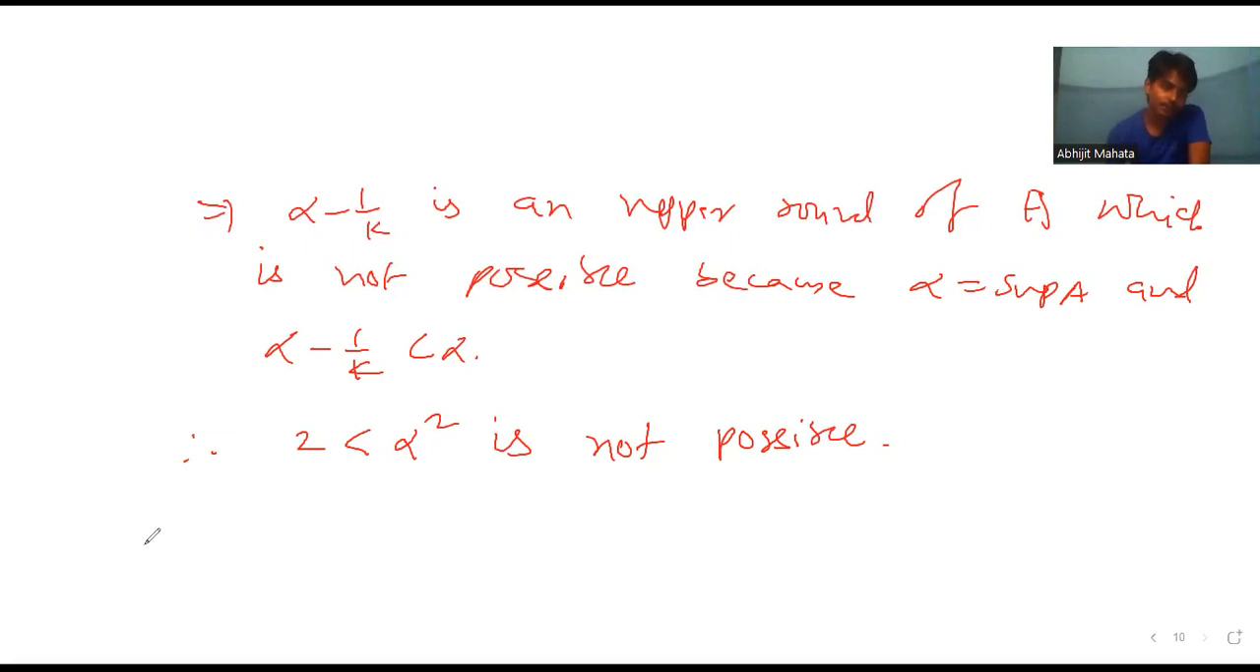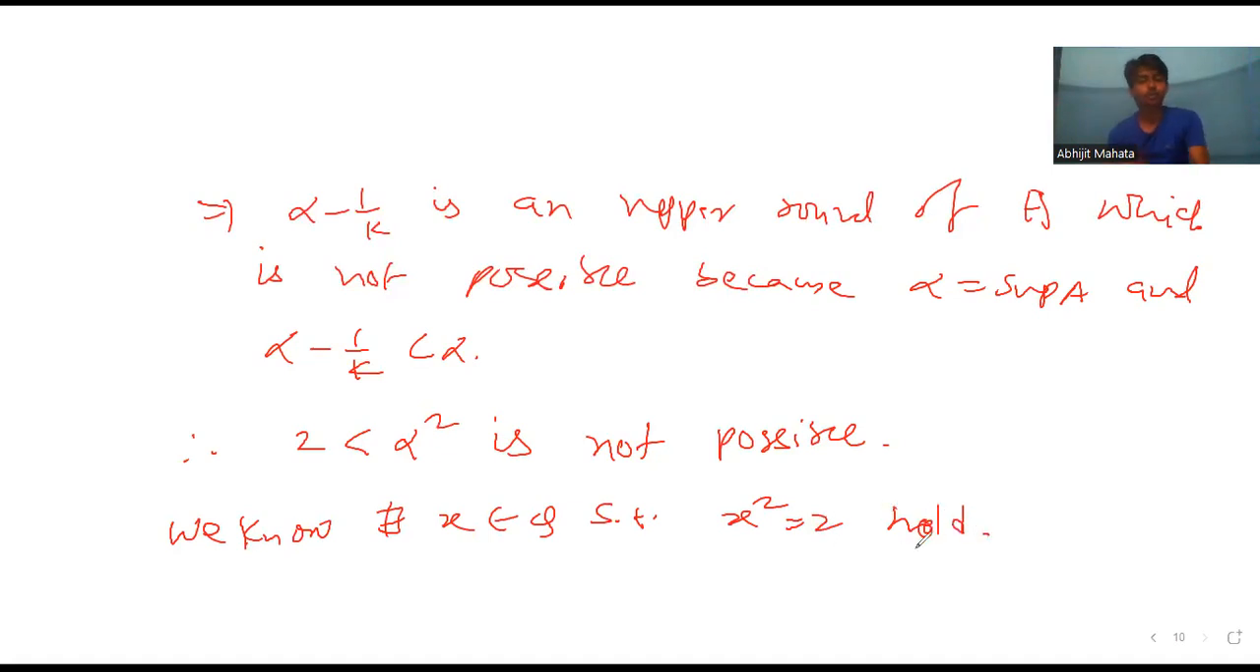So now this, we already know. You can try that. We know there does not exist x belonging to the rational numbers such that x square equals 2 holds. So alpha square equal to 2 is not possible because alpha was a rational number by our assumption.